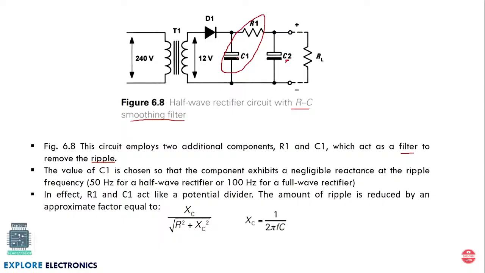And the factor by which the ripple voltage is reduced across this capacitor can be calculated by this expression: XC, the reactance of the capacitor, divided by the square root of R squared plus XC squared. Here XC, the reactance, is 1 divided by 2 pi F C, where F is the frequency of the signal and C is the value of the capacitance.